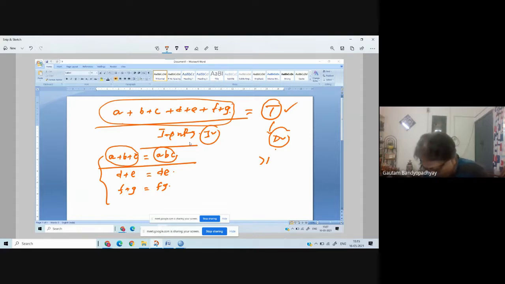Similarly, D and E are very highly associated with each other, and they form one group that is called DE. And similarly for F and G. So now how can I write this? A plus B plus C converted into ABC, D plus E converted into DE, and F plus G converted into FG. So ABC is one feature, DE is one feature, and FG is one feature. So that's why we can extract features.